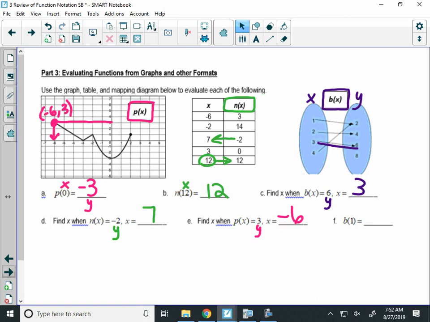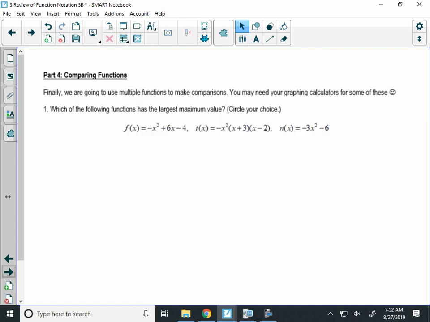And finally, b of 1. 1 is an input value, so I start at 1. I follow the arrow to get the output value of 2. All right, those should be really easy for you. The next part compares functions using different features of graphs that you've learned about briefly in the past.